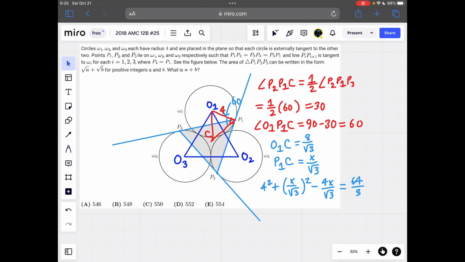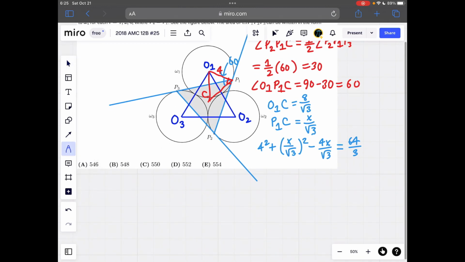Now we can multiply this entire equation by 3 to get that 4 squared times 3, which is 48, plus x squared over 3 times 3, which is just x squared, minus 4 root 3 x equals 64. So x squared minus 4 root 3 x plus 48 is equal to 64. And therefore, if we subtract 64 from both sides, we have x squared minus 4 root 3 x minus 16 equal to 0.